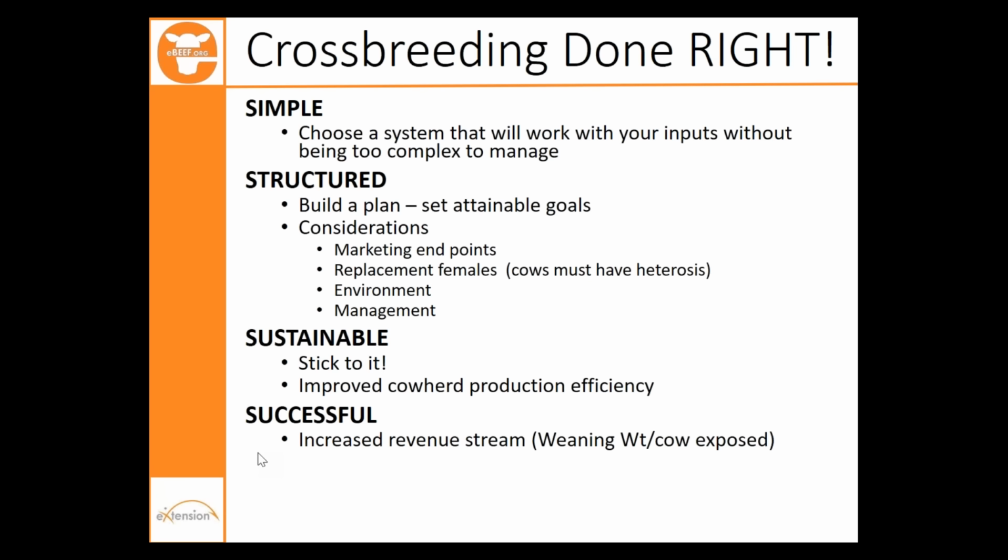In terms of sustainability, two pieces. One is it's sustainable because you stick to it and you do it repeatedly year after year. So building that plan and sticking with it is really important to making the process work. For few of these systems can you implement and see the results in 1 year. Purchased F1 females with a terminal sire, absolutely you can. A 2-breed rotation with a terminal sire is going to take a while to get that whole system in play, unless you buy some females into the system to jumpstart it.